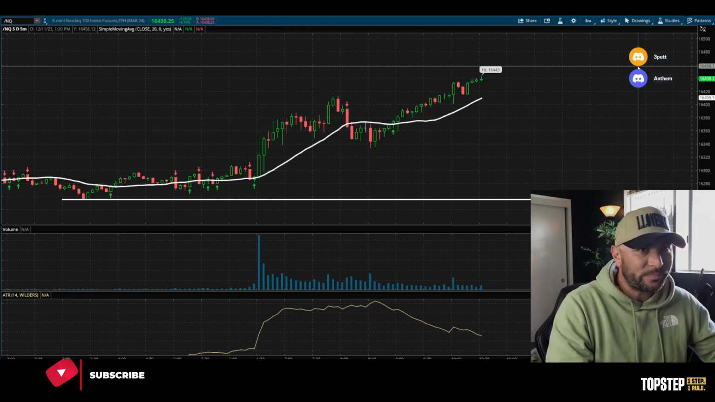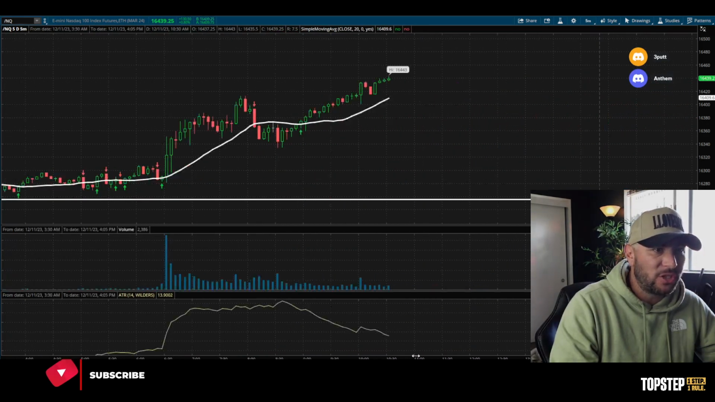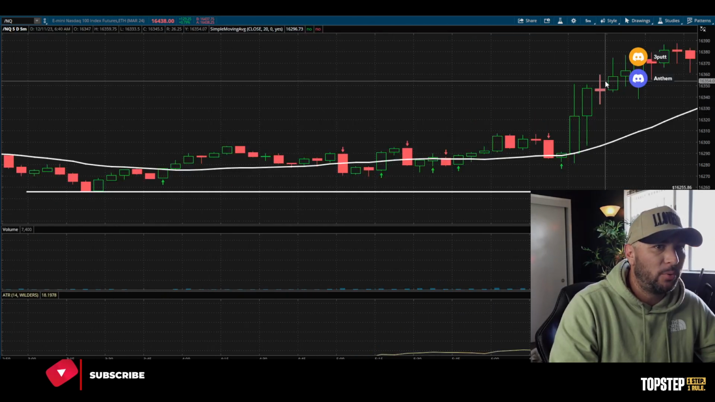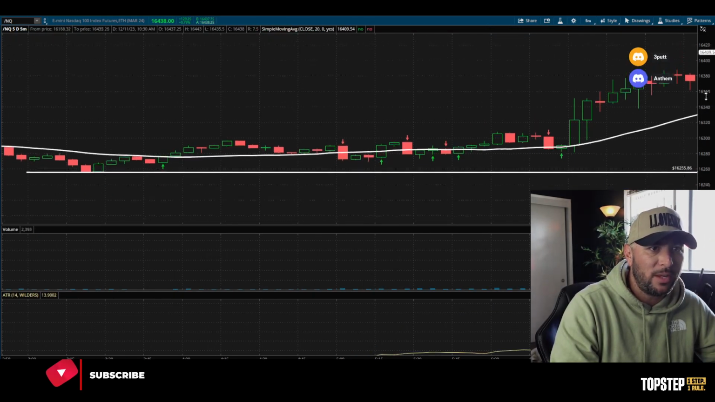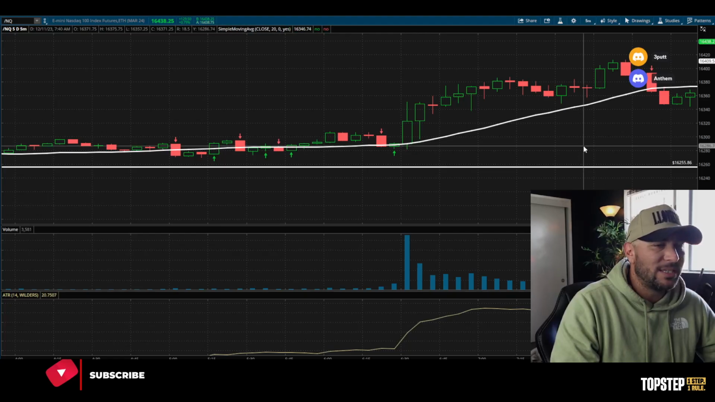Okay. So if we remove everything off this chart and just look at the market open, I'm going to pull this price action up off the market open. So this price action that we're looking at here, I'll scroll a little bit this way so we can see it a little bit better.